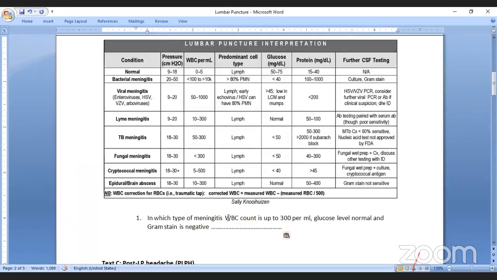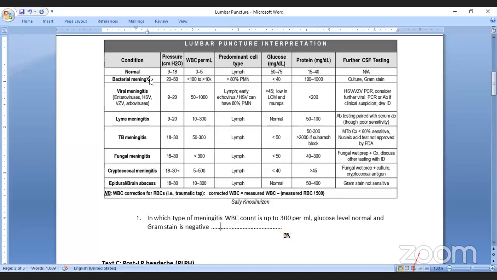First of all, I will go for the column of WBC. Yes, that's right. I will find where it is up to 300. So it could be 300 here, it could be here, could be here, or here. It could be in a lot of them. Bacterial meningitis is also from less than 100 to 10,000. So it means more than 300 could be bacterial.